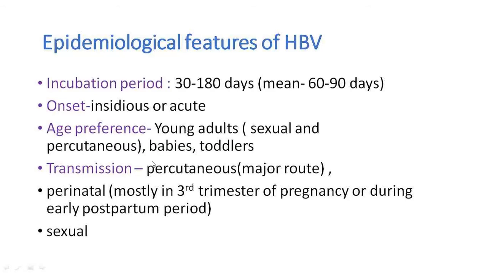What are the epidemiological features? As you already know, the incubation period is between 30 to 180 days. 180 days means approximately 6 months. So onset is insidious or acute. Age preference: it could happen to anybody, young adults because they are sexually active, and percutaneous, like small babies from mother to baby transmission, and toddlers. Transmission is percutaneous, which is a major route. Perinatal, that is mostly in the third trimester of the pregnancy or during the early postpartum period, or sexual transmission.